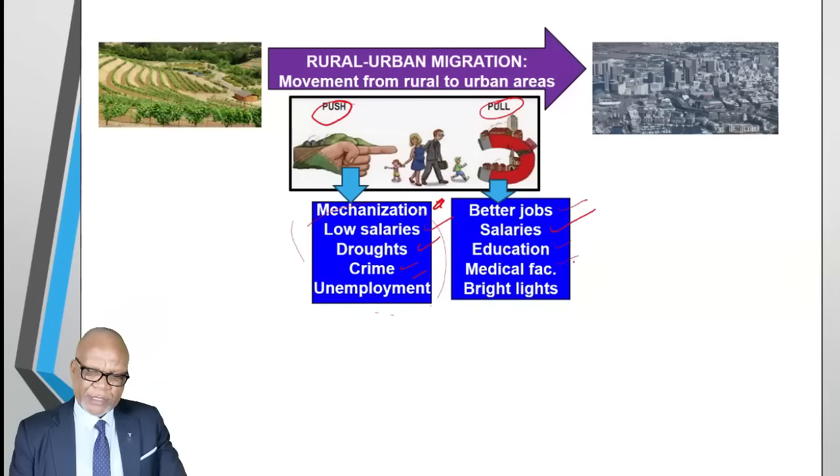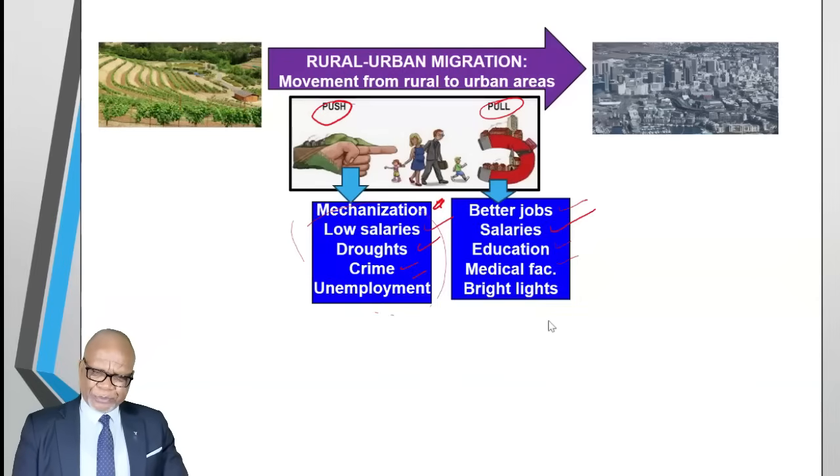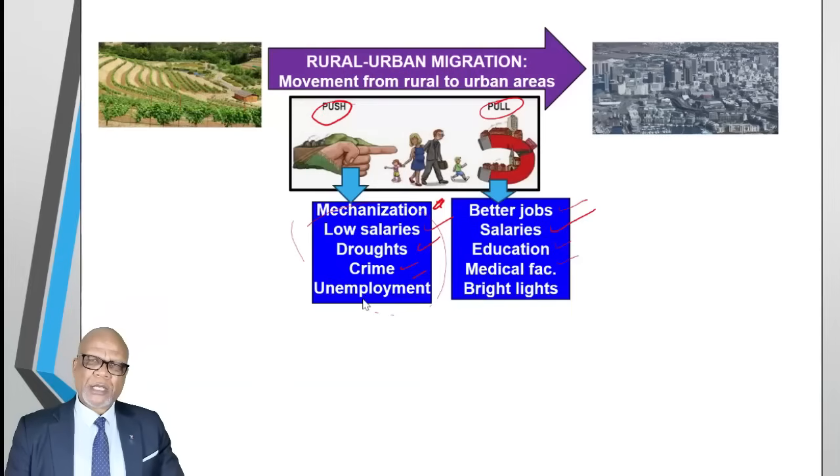You cannot say medical facilities. You can say better or improved medical facilities, and then bright lights, so availability of bright lights. You must give a description to whatever factor, and so many times you cannot just give one word. You cannot say they left because of electricity. They left because of no electricity. They came because of the availability of electricity. So it cannot just be one word. That word must be described for it to become a push factor or a pull factor.